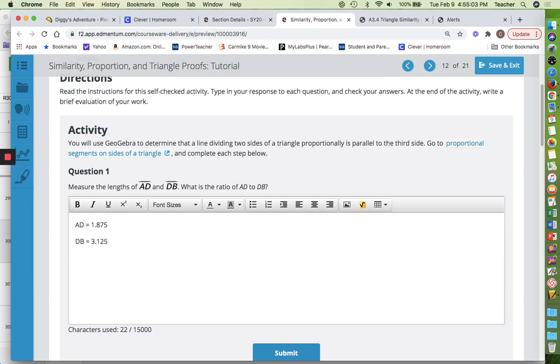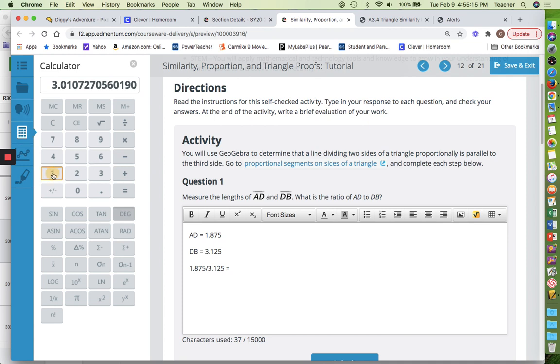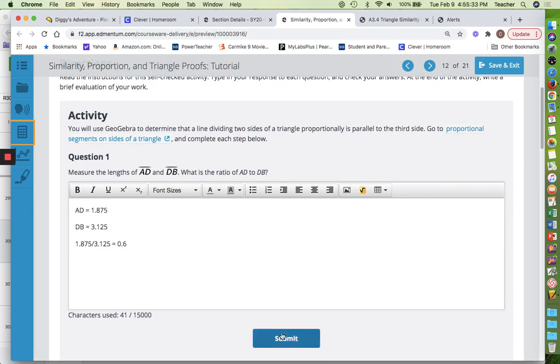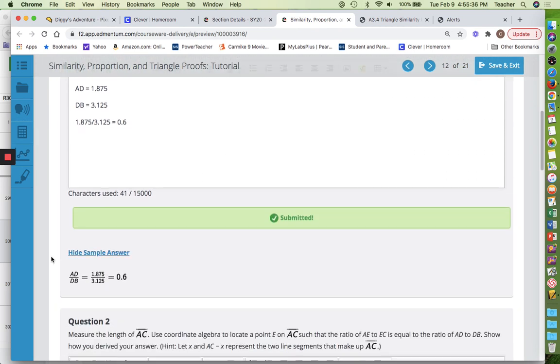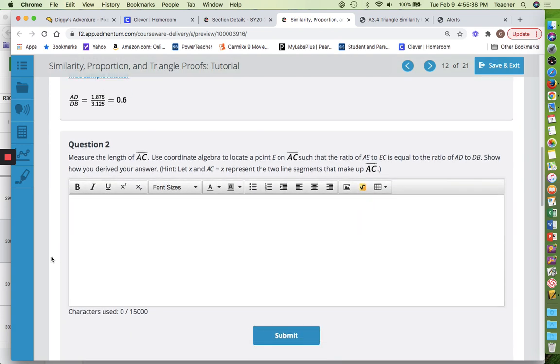All right, now what's the ratio? Okay, ratio means to divide them. So I'm going to take 1.875 divided by 3.125. See what my answer is. Looks like I get a ratio of 0.6. All right, well, that's what they asked me to do. Yep, that's it. Okay, hit submit. Okay, got it. Boom. All right, question 2.